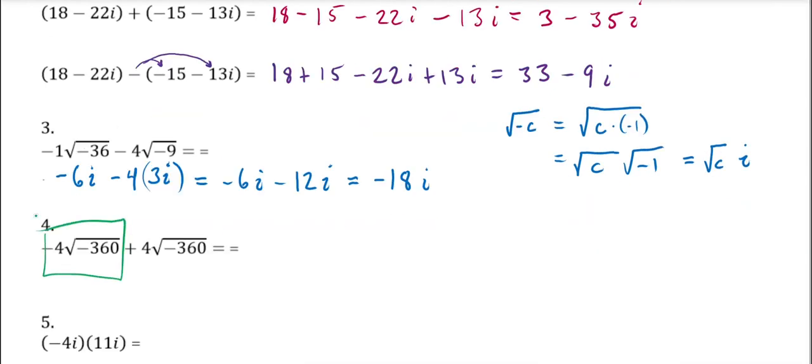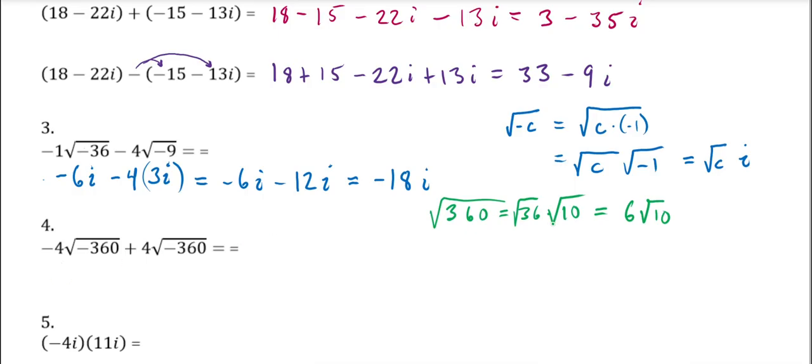Here things are a little bit different because this radical does not completely simplify. 360 is 36 times 10. And so if I take the square root of 360, it's the square root of 36 times the square root of 10. Now, the i is going to come out because of this minus sign, but all that the 360 is going to simplify to is going to be 6 radical 10. So combining those two ideas, the i and the simplification of a radical, we have the following. Minus 4 times 6 radical 10 i plus 4 times 6 radical 10 i.